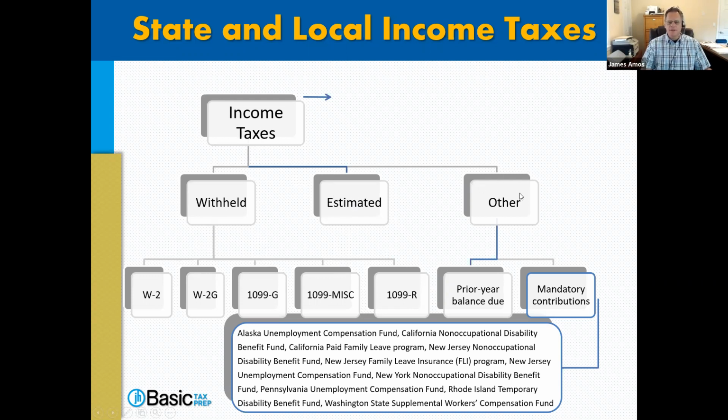And then there are some other types of income taxes that you might have paid. Prior year balance due, when you did your prior year return, or mandatory contributions. So Sheila, you were asking a question. This is what we were talking about a moment ago, where you can deduct it if it meets certain qualifications. Here's a list of them. Alaska Unemployment Compensation Fund. Geez, I totally forgot about that. California Disability Fund, California Paid Leave, New Jersey.